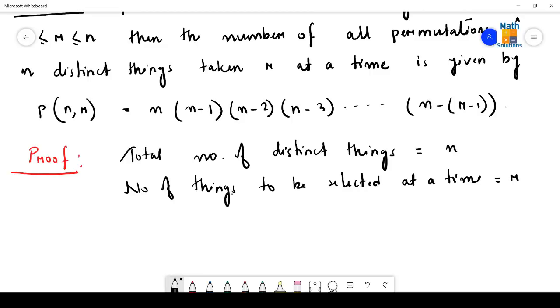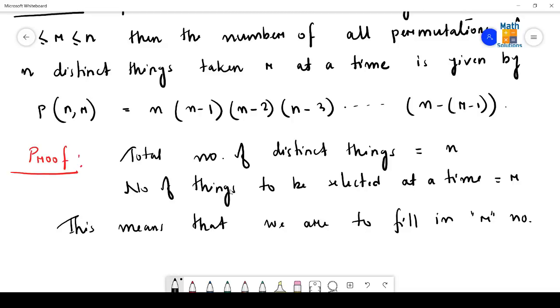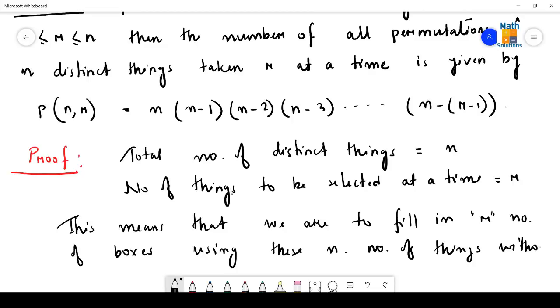Now what does it mean? This actually means that we are to fill in r number of boxes using these n number of things without repetition.